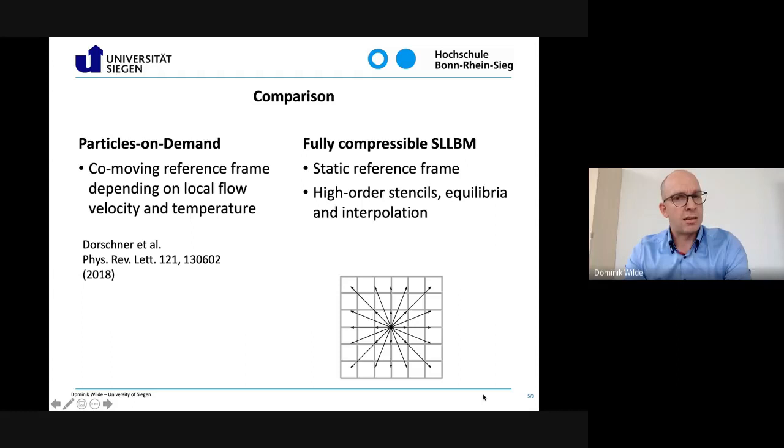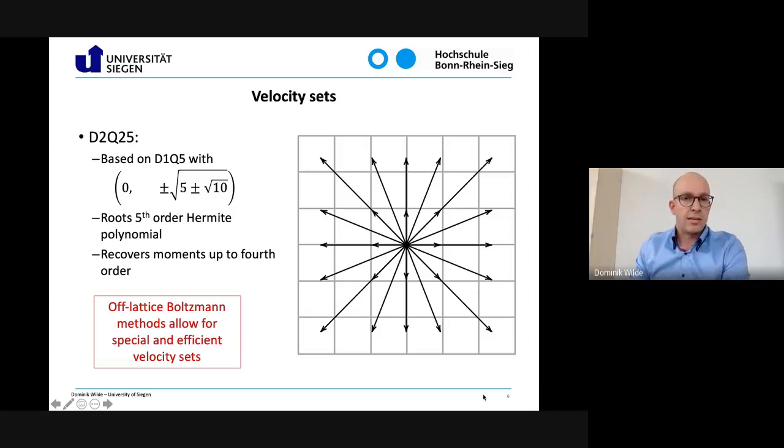The particles on demand is a very promising approach to achieve high Mach number flows, but we want to examine the properties of the scheme if we remain in the static reference frame, the same that we have in the regular lattice Boltzmann method. In addition, we use high order stencils, high order equilibria, and a high order interpolation, which I'll show you in a minute. Again, this is a velocity set based on the roots of the fifth order Hermite polynomial, and it recovers the moments up to fourth order. As you might know, the off-lattice Boltzmann methods allow for special unusual velocity sets, and I will come back to this at the very end of my talk.